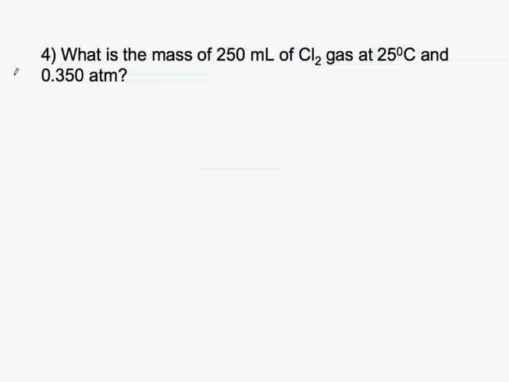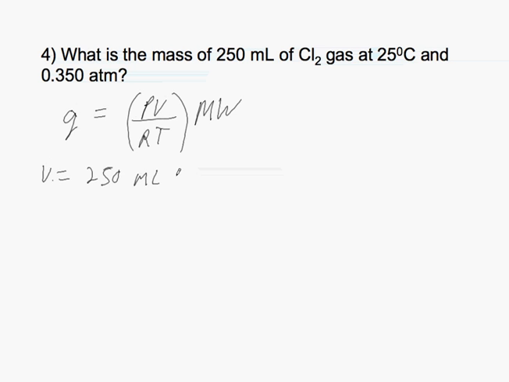So we have that our grams is equal to PV over RT times the molecular weight. This is the formula that we're going to use. Our volume is equal to 250 milliliters, but this has to be converted to liters because of the ideal gas law.